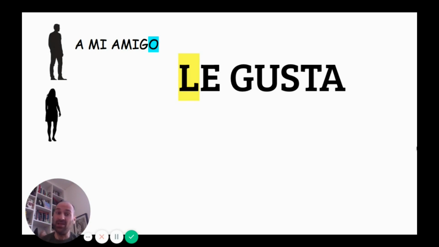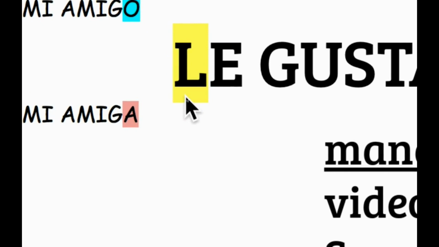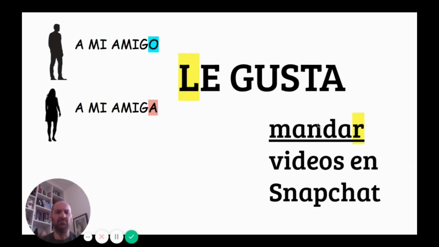So, a mi amigo le gusta, and then you put the verb ending in R. A mi amigo le gusta jugar al fútbol. It could be a girl as well. It could be a woman. It doesn't really matter. The L doesn't change. As you can see in there, the L doesn't change. And after that, you put the verb ending in R. So, a mi amiga le gusta mandar vídeos en Snapchat.